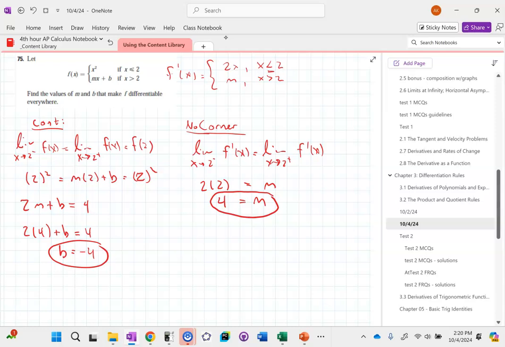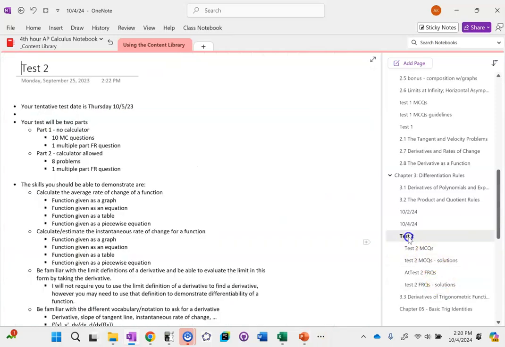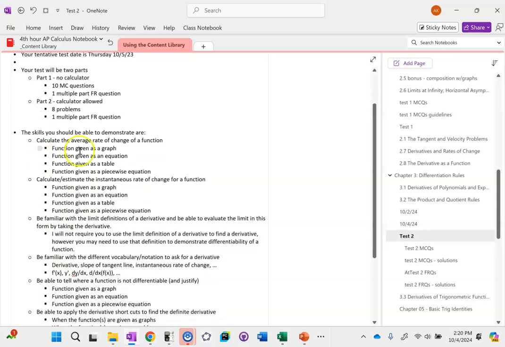Aaron, does the format of the test look the same as the last one? Yeah, if I look at the test 2 tab on the OneNote, I describe the format. Part 1 is no calculator, 10 multiple choice questions, 1 free response. Part 2 is calculator allowed. You have 8 problems and then 1 multiple choice free response.